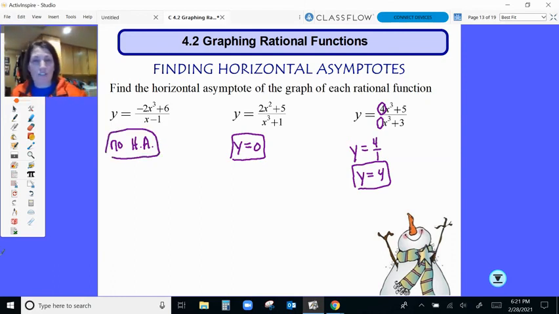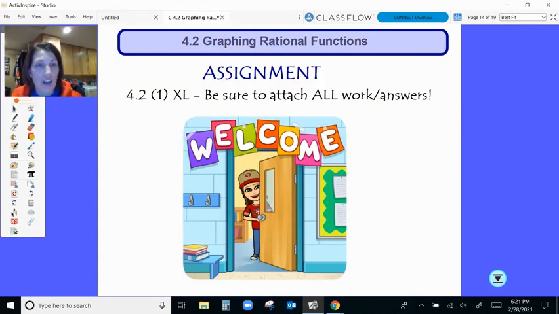So you'll be asked to find vertical asymptotes, horizontal asymptotes, and holes in this section. You have an Excel in Google Classroom, and it's all going to be on just finding your points of discontinuity. Then we'll get into graphing those on Thursday and Friday.